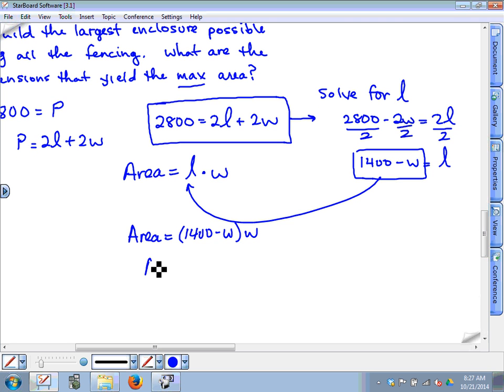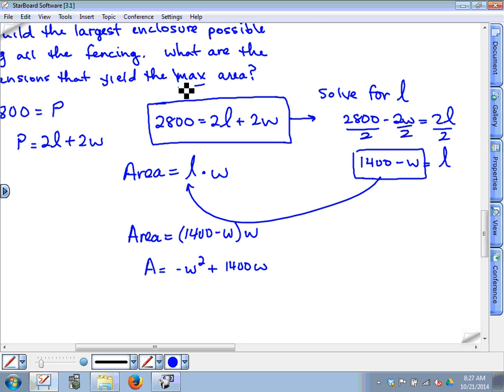Let's clean this up a little bit. I'm going to just start calling it A. A for area equals negative W squared plus 1400 W. Hey, look at what we have now. What do we have now? A parabola, and not just a parabola, it's facing upside down.